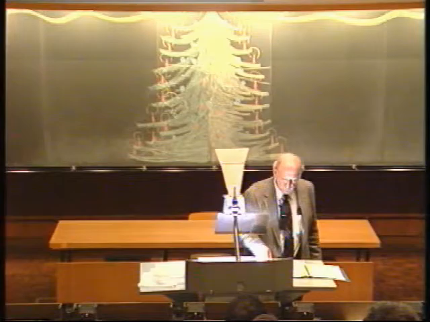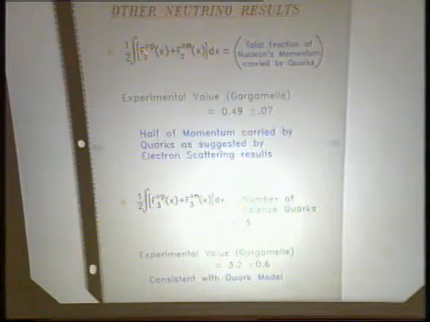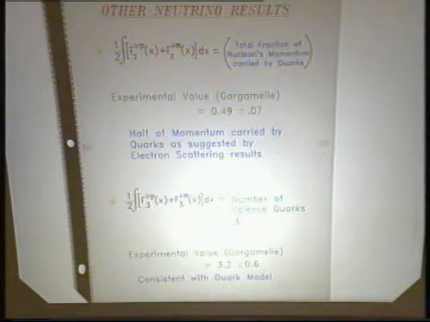There were other neutrino results which were really very, very interesting and significant. If you took the F2 from the neutrino experiments, and you basically take out the weak coupling constant, it's equal to the total fraction of the nucleon's momentum carried by the quarks. And now the experimental value that Gargamelle produced in 1972 was 0.49 plus or minus 0.07, and this was consistent with the assumption one had to make if one had a consistency with the electron scattering result, that only half of the momentum of the nucleon is carried by the quarks. So there again is a great consistency with the electron scattering results.